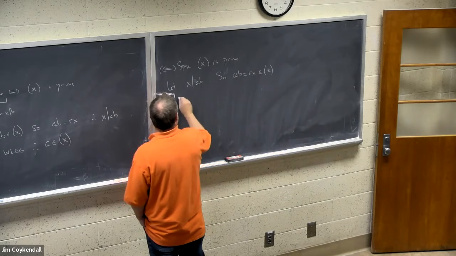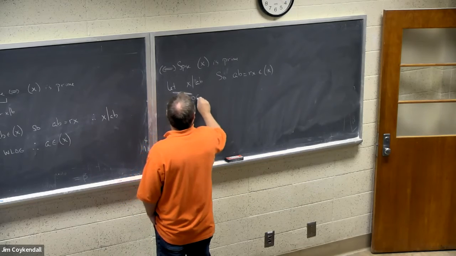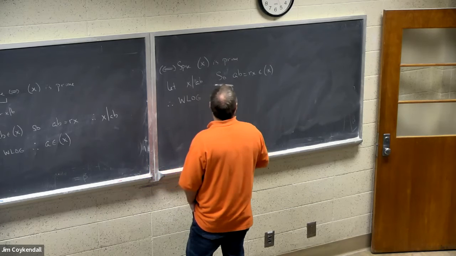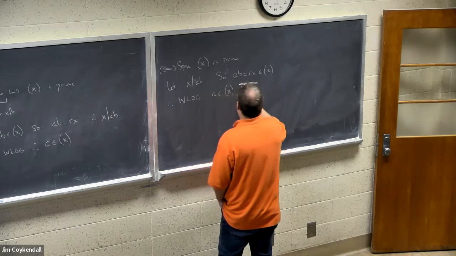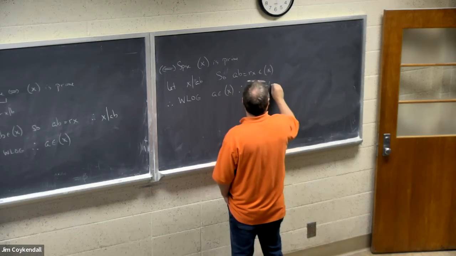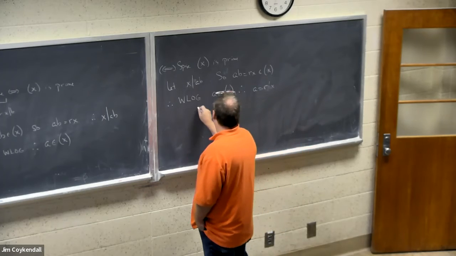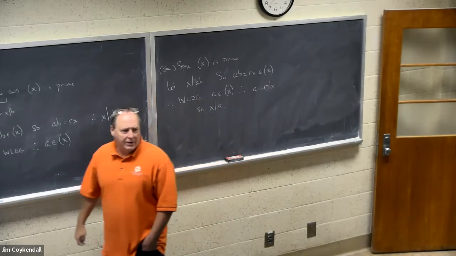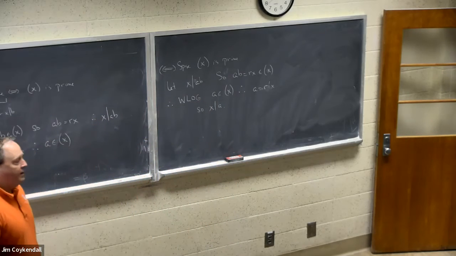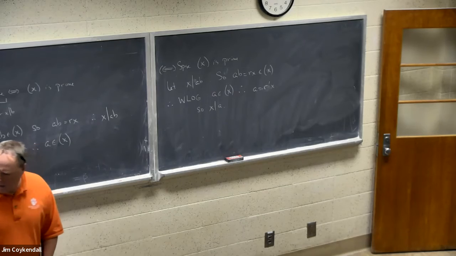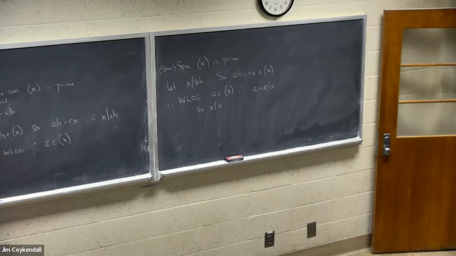Therefore, without loss of generality, A is in the ideal generated by X. Therefore, A is equal to R, well, let me say R prime X. I don't think you can worry about zero, but prime's good. Okay.